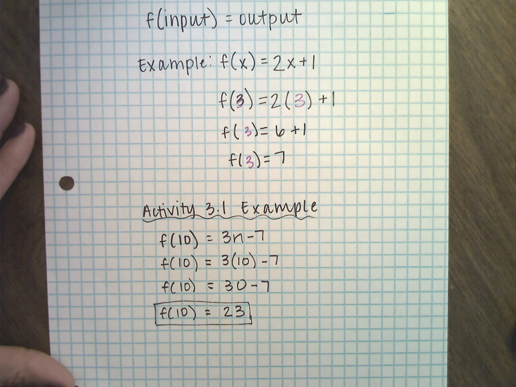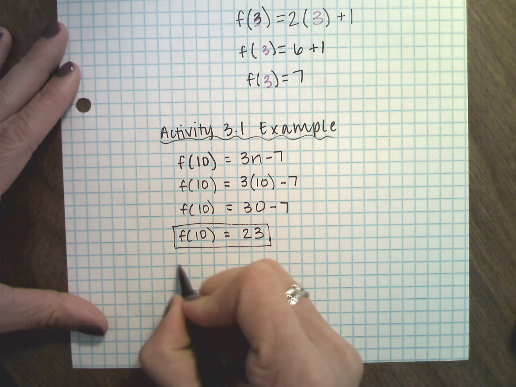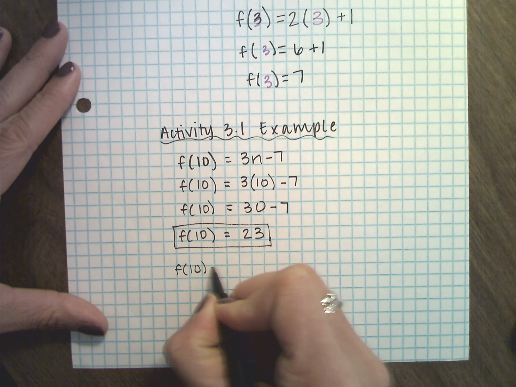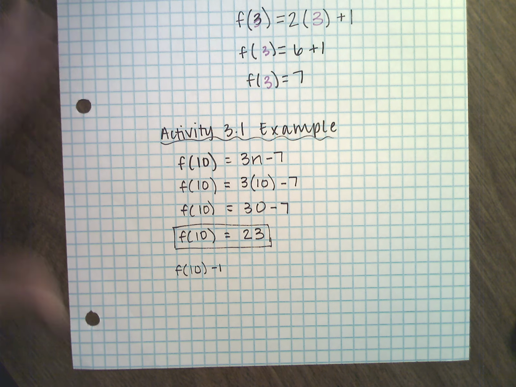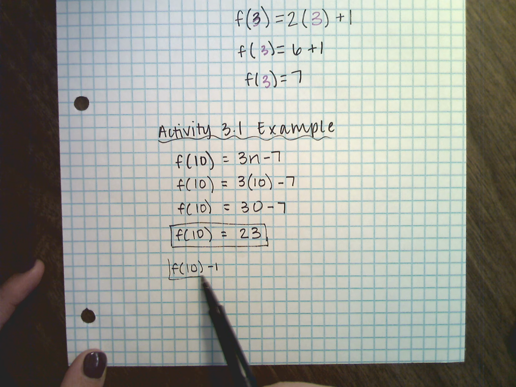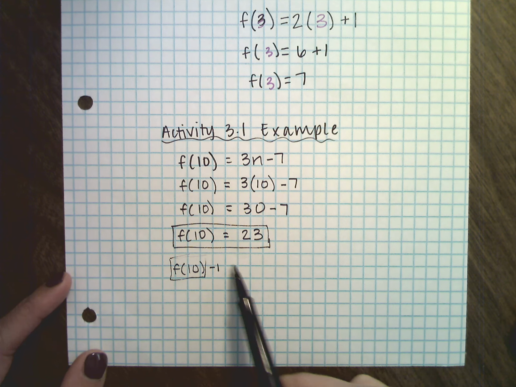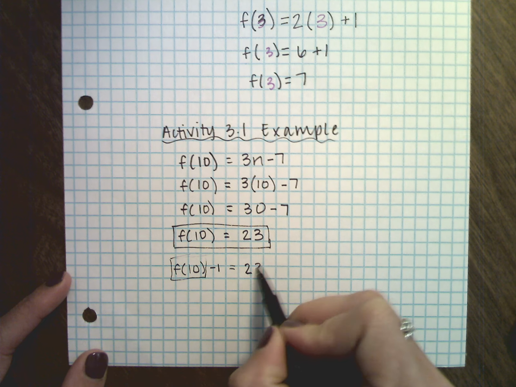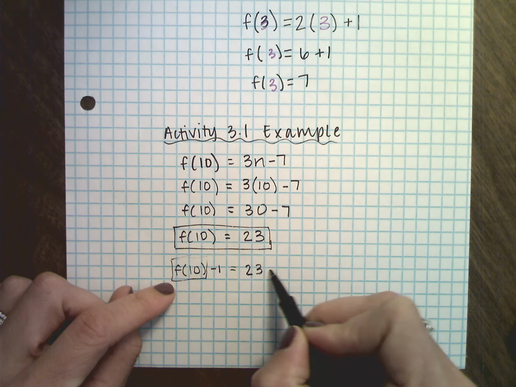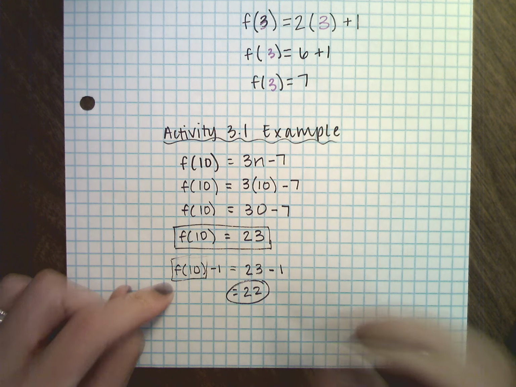And then the next one says something like f of 10 minus 1. And because this minus 1 is outside of the parentheses, once you figure out what is f of 10, which if we think about it, we just found what f of 10 was right here. So you would just literally do 23 because that is f of 10 minus 1. 22 would be your answer for that second one.